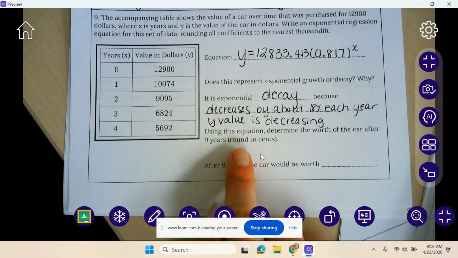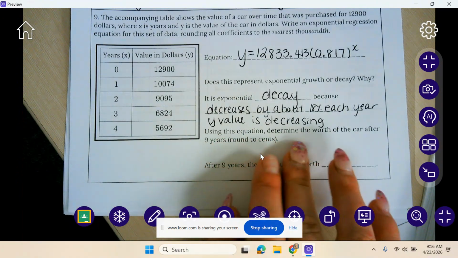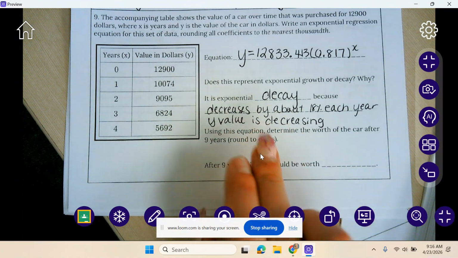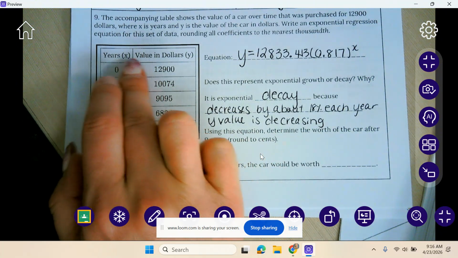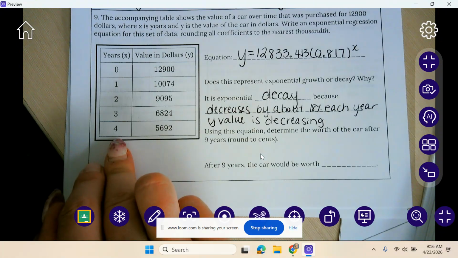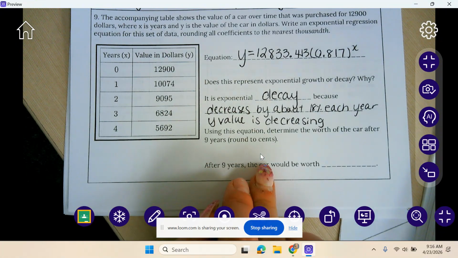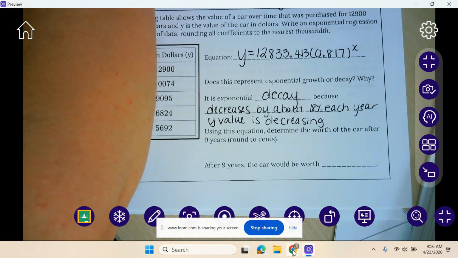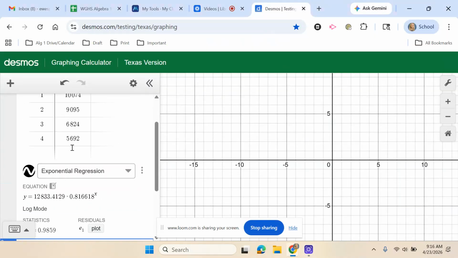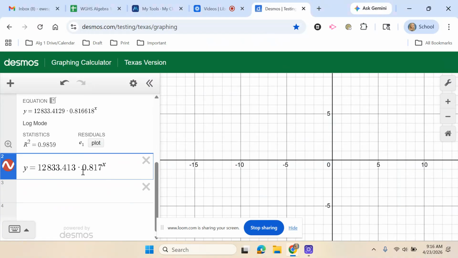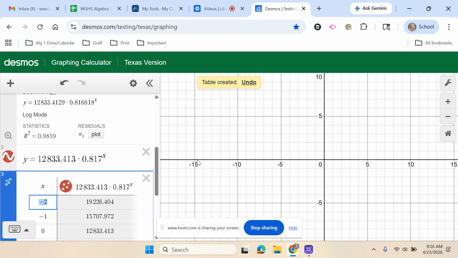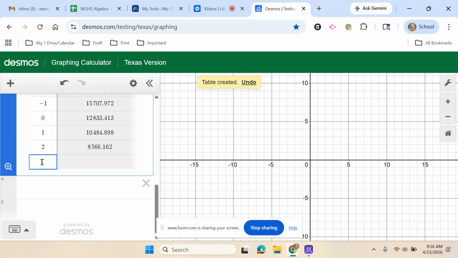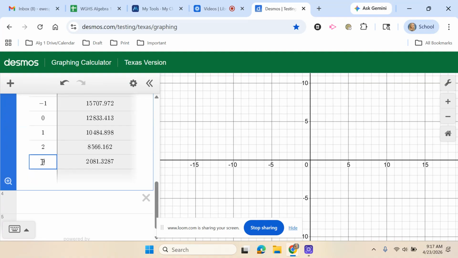Okay, so now this is asking, use this equation to determine the worth of the car after 9 years. So if we take a look over here, that's going to be our X value. So that's when our X value is 9. So honestly, you could just plug 9 into that table that you have. So go back to your Desmos. We'll just use this equation right here. So settings, create a table with our rounded one. And then I'm going to place the number 9 in. And that gives us $2,081, and that would round to 33 cents.